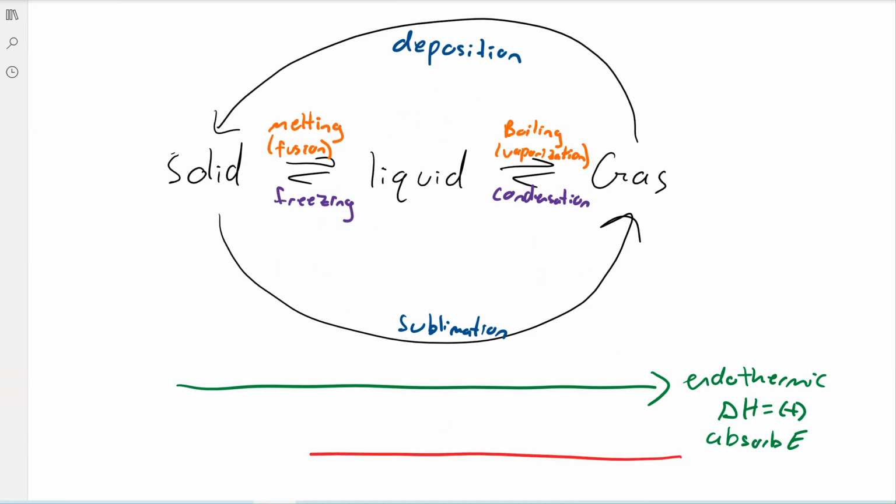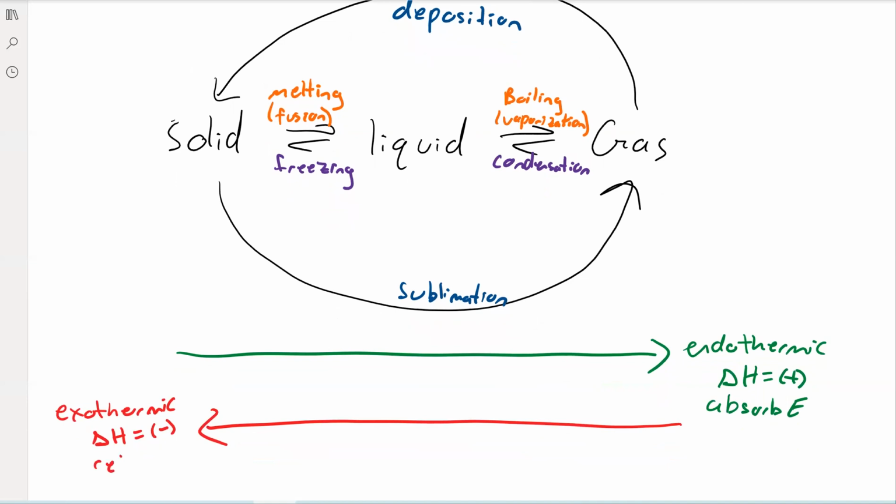And of course, then the opposite is true. When we're going from a gas to a solid, this one's a little bit harder to picture, but this is indeed an exothermic process. Delta H here is negative, and then this, of course, releases energy.